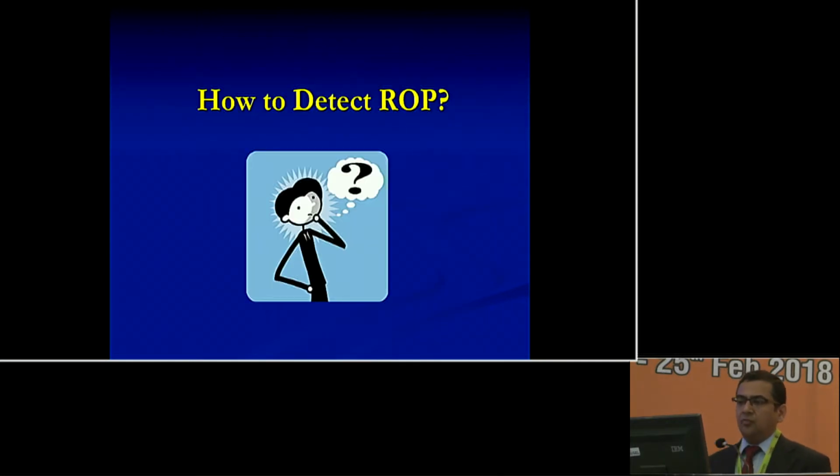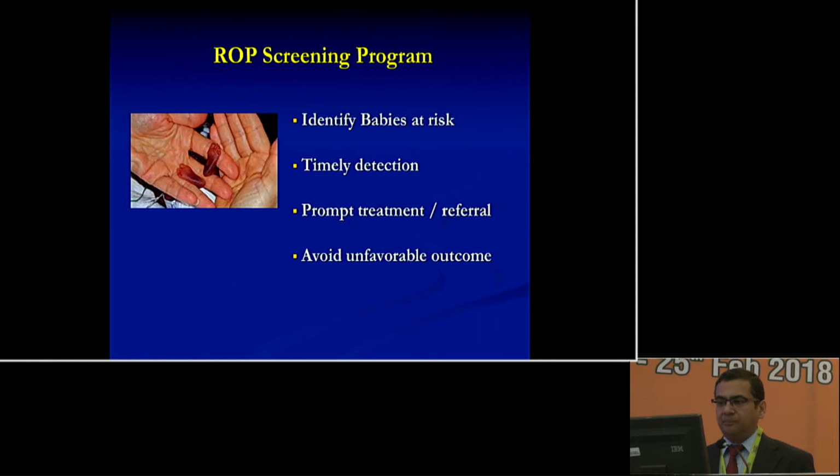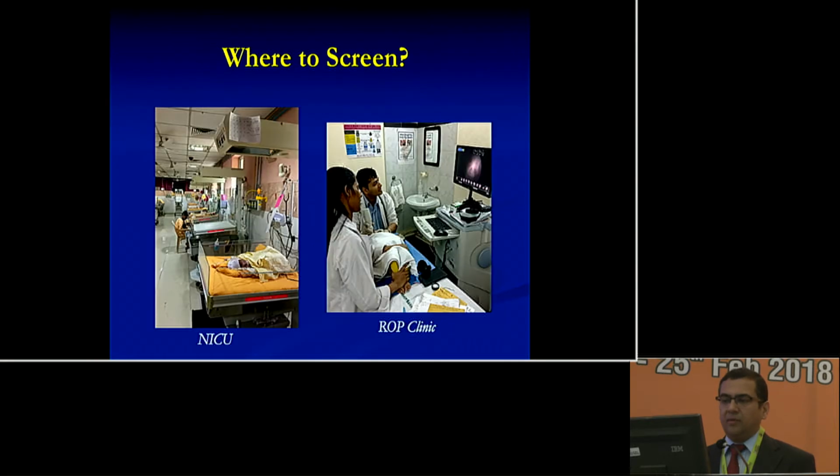So how to detect ROP in time? It's very important to have a tie-up with your neonatologist so that you can establish an ROP screening program in your NICU, in your hospital, so that you can collaborate together to detect ROP. A good ROP screening program helps to identify babies at risk, ensures timely detection, prompt treatment and referral, and avoids unfavorable outcome.